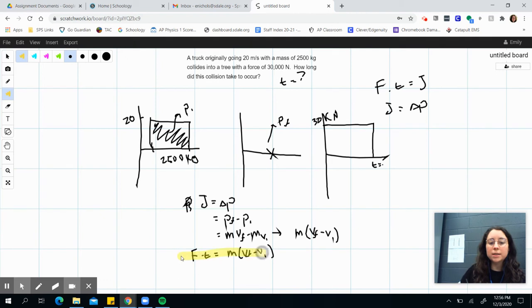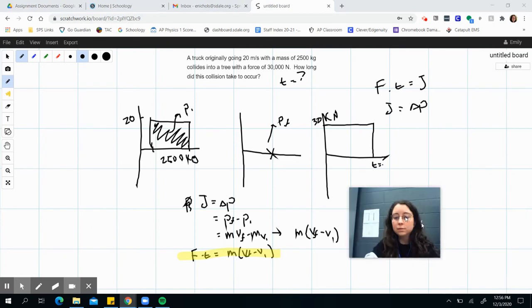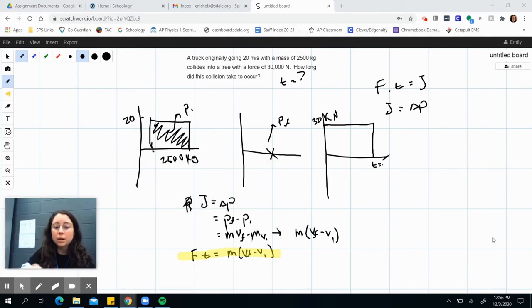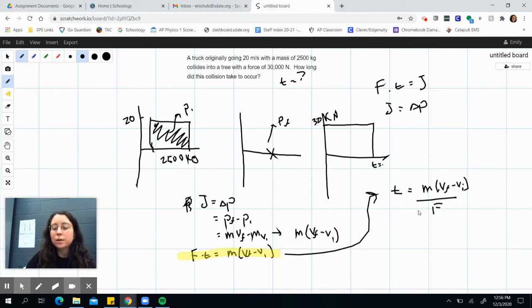If you can set this part up, you should be able to solve the rest of the problem without any issues, if you can do algebra. Can you do algebra? We're hoping. So I'm looking for time, so I want to get t by itself. I'm going to move my algebra over here. And I'm going to say, getting t by itself, that time is equal to m(vf minus vi) divided by F. So I just divided force over to the other side.